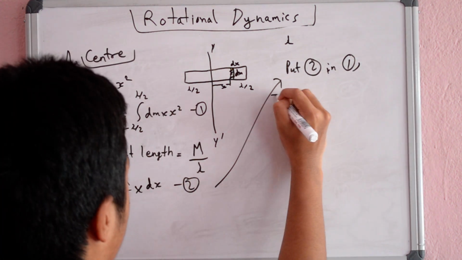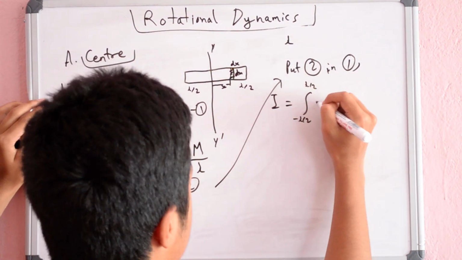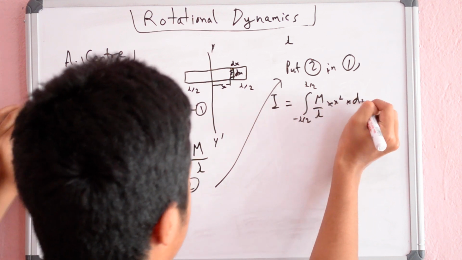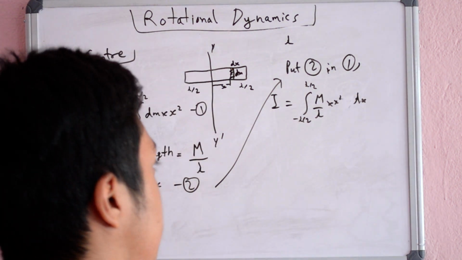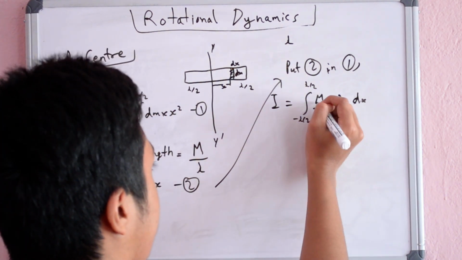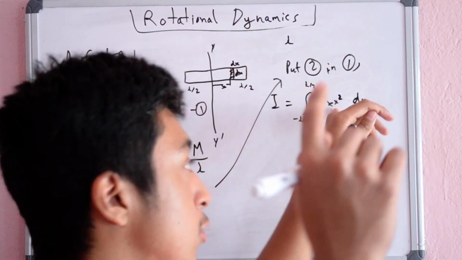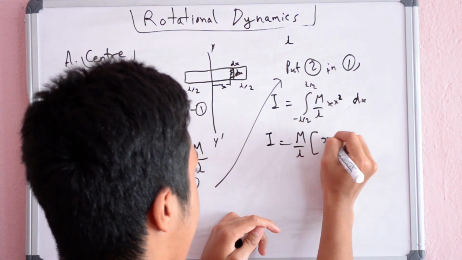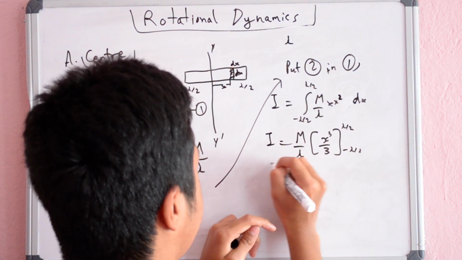So we have moment of inertia is equal to the integral from minus L by 2 to L by 2 of M by L into x square dx. So mass per unit length of the body is constant, so we can take that outside. And let's just integrate this x square, which is x cubed by 3. So I is equal to M by L, x cubed by 3, from minus L by 2 to L by 2.